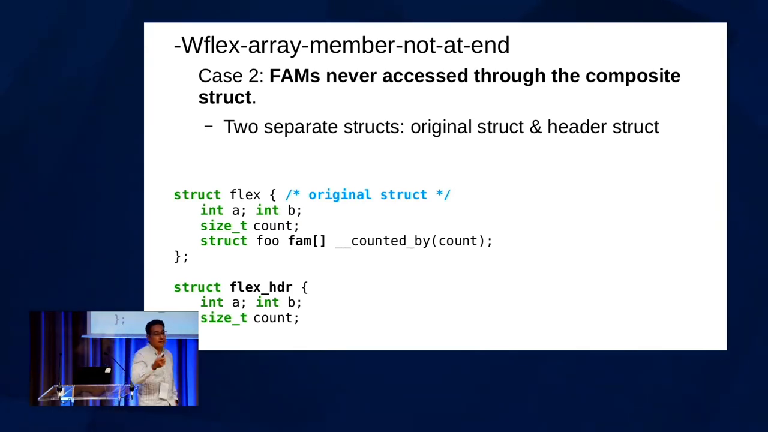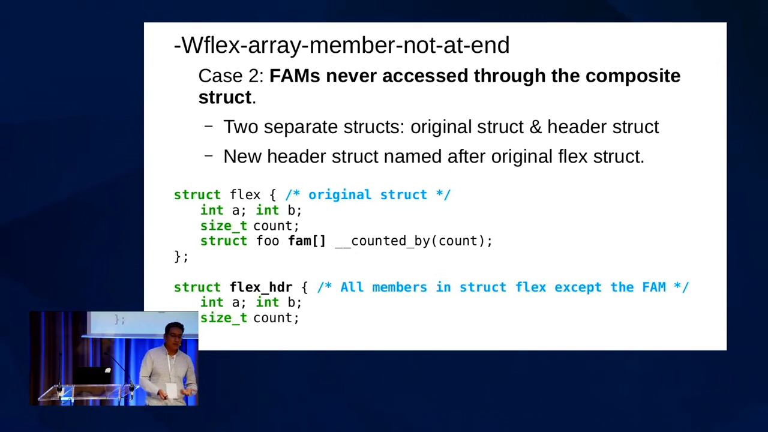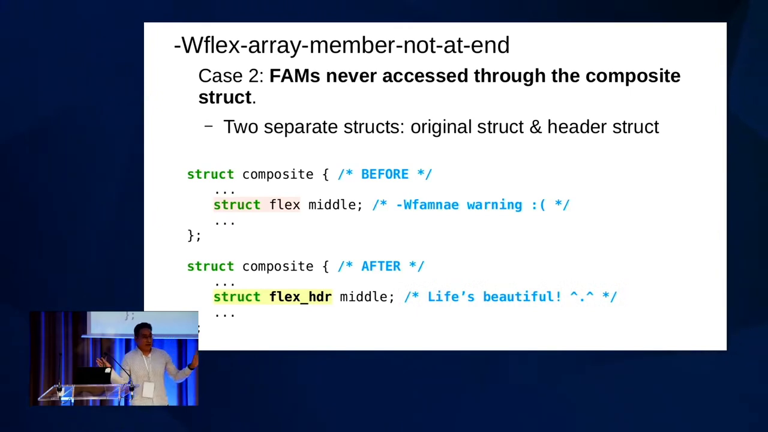In this case, we have the original struct flex with a flexible array member. And well, we are basically duplicating that structure, but we are not including in the new structure the flexible array member. So in this case, the new structure is flex header, merely to illustrate that it is the header part of the flexible structure, right? So if we implement this solution, we are effectively getting rid of the flexible array member in the middle, because now we just change the type of the middle object from struct flex to struct flex header, right? And with that, the compiler cannot see the flexible array member anymore, and we don't have warnings. And that's a magical solution, right? And life is beautiful, okay?